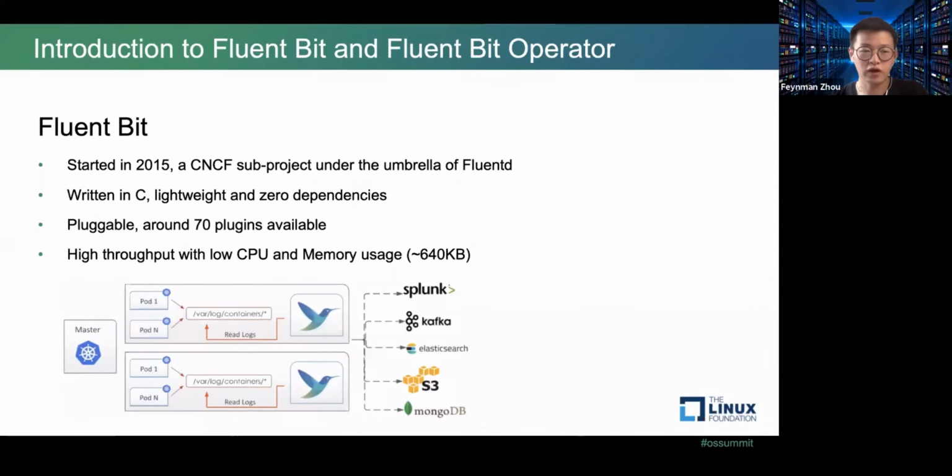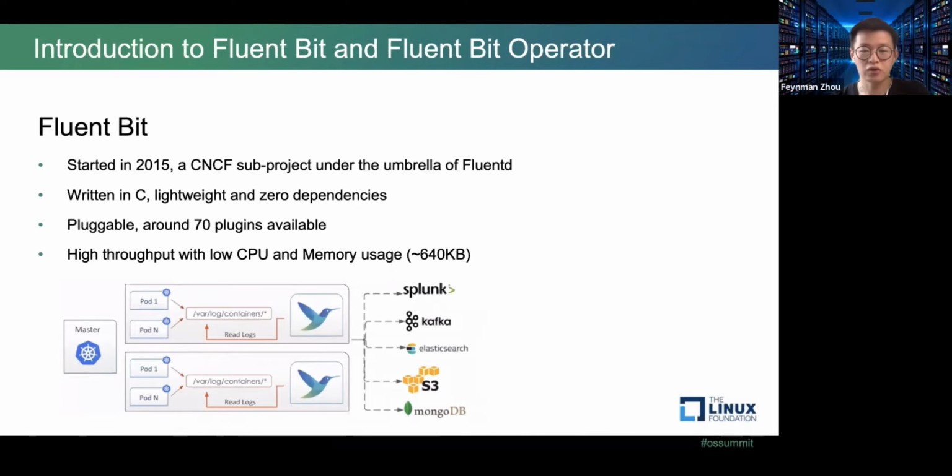This project was founded in 2015, created by Treasure Data. Now it is a CNCF sub-project under the umbrella of the Fluent ecosystem. Because this project is written in C, it is very lightweight with zero dependencies. It has around 70 plugins available, including input, filter, output, and router plugins in its ecosystem. You can also write your own plugins in the Fluent Bit ecosystem.